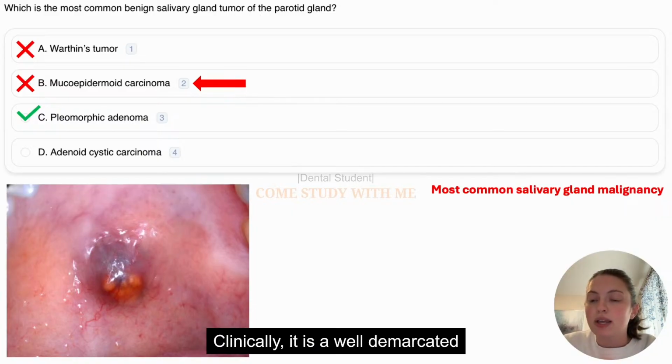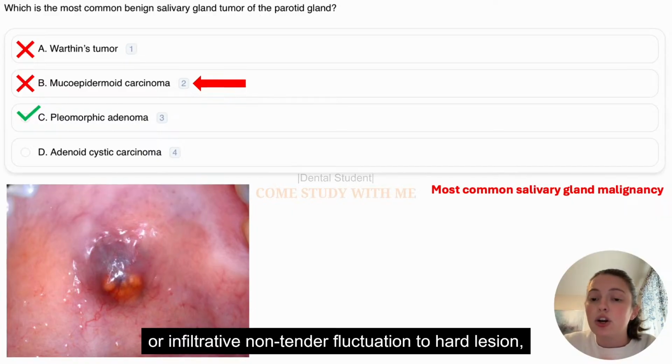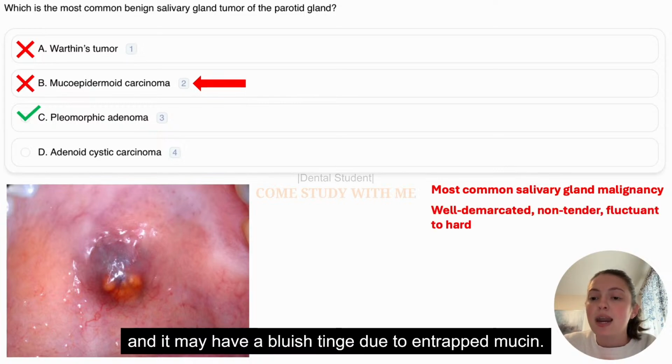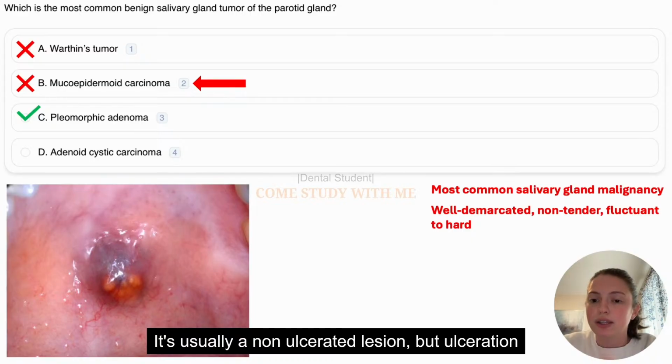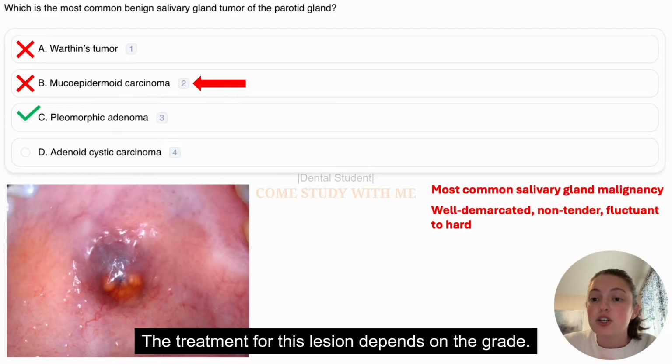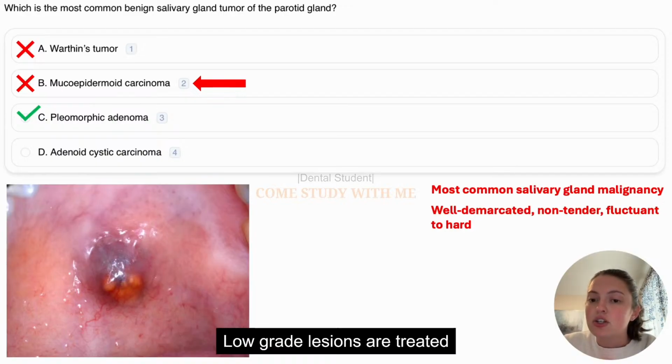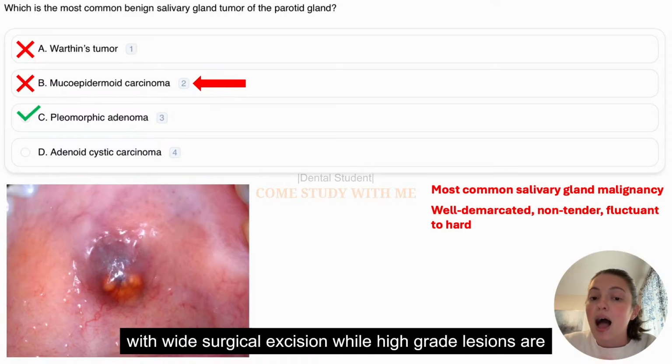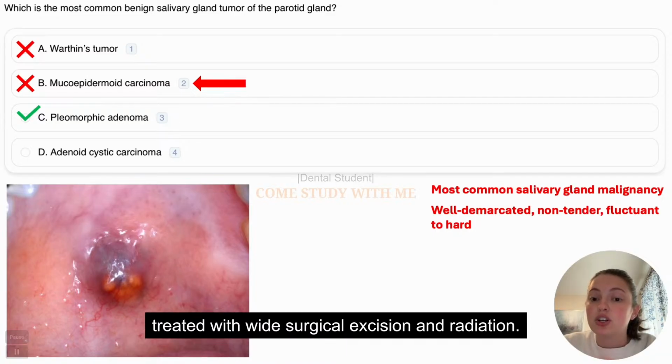Clinically, it is a well-demarcated or infiltrative, non-tender, fluctuant to hard lesion, and it may have a bluish tinge due to entrapped mucin. It's usually a non-ulcerated lesion, but ulceration and pain may develop as the lesion progresses. The treatment for this lesion depends on the grade. Low-grade lesions are treated with wide surgical excision, while high-grade lesions are treated with wide surgical excision and radiation.